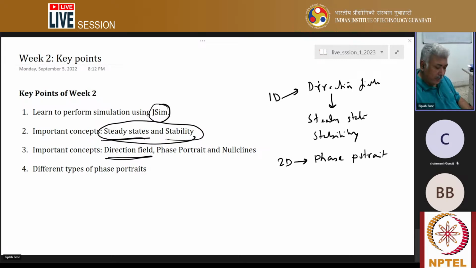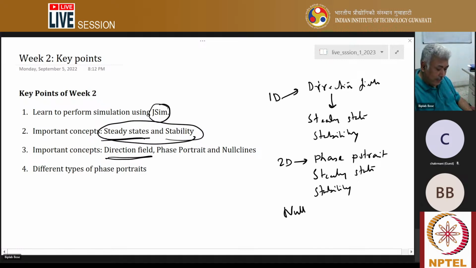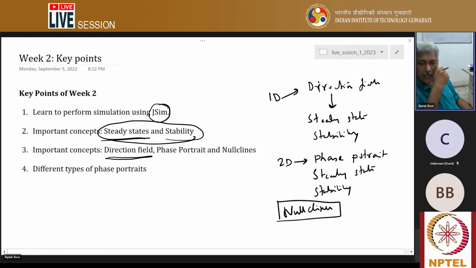Again, in the two-dimensional case, we explain what a steady state is. Then we discuss the stability of the steady state. We also discuss a very important point here, which is not present in the 1D case. It's called the nullclines. If you have seen the course material for this second week, you must be aware that nullclines are curves or lines on which the derivative is 0. And by the intersection of nullclines, we can identify the steady states.